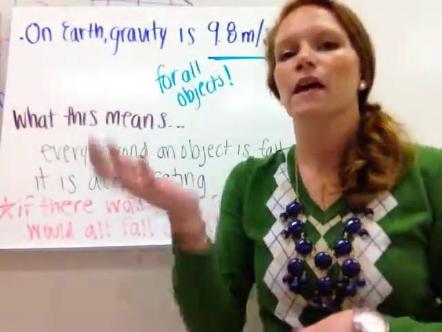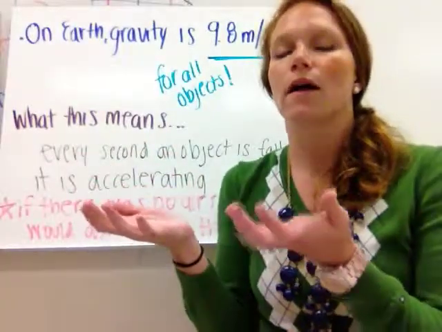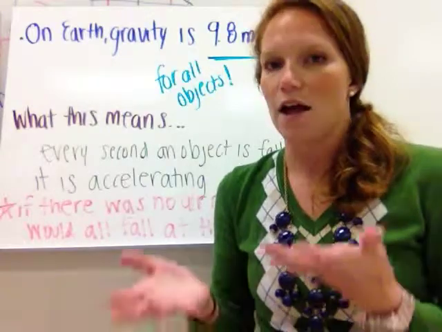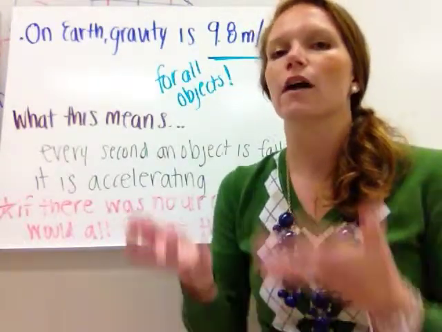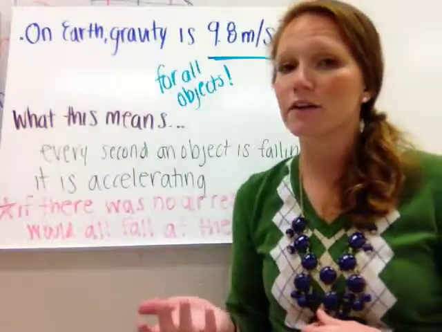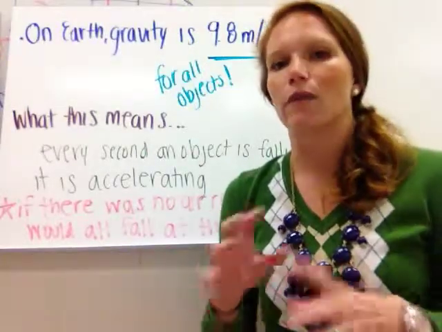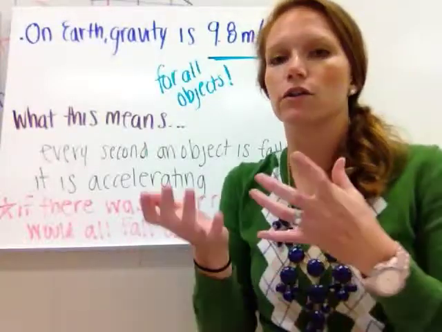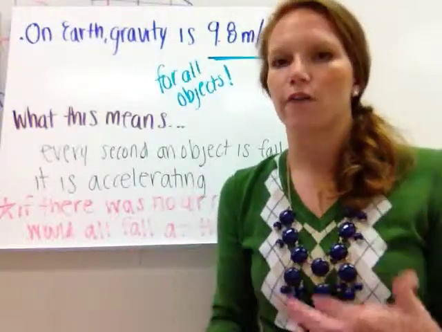For example, if you were to drop a feather and a bowling ball, if there was no air resistance on Earth, they would both accelerate at the same rate. Every second they were falling, they would fall for an additional 9.8 meters per second faster. But because we have air resistance, we know that isn't true. However, if we could somehow drop them in an area where there was no air to resist, on Earth, they would fall at the exact same rate.